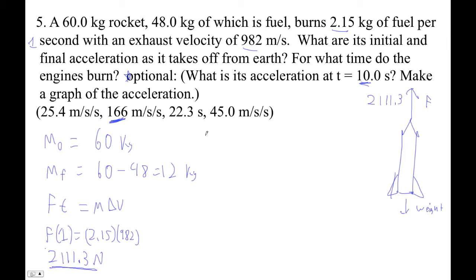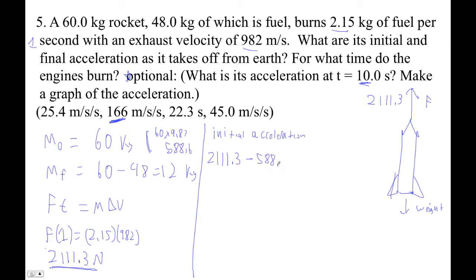Right, and then now we can set up our little F equals ma expressions. Okay, so the initial acceleration. Okay, the force upward is 2111.3, and then let's see, 60 times 9.81, what is that? It's 588.6. That's the force of gravity. So that minus 588.6, right, equals 60 times a.